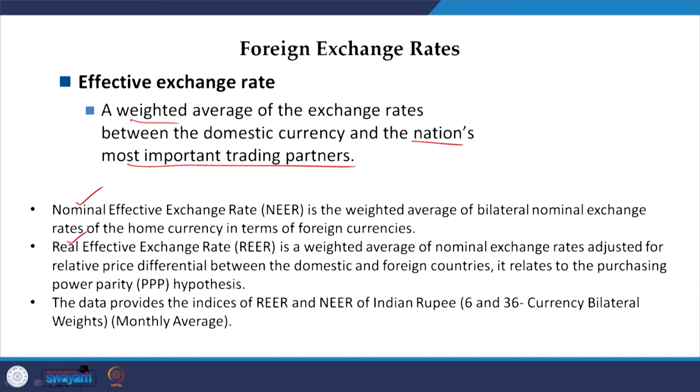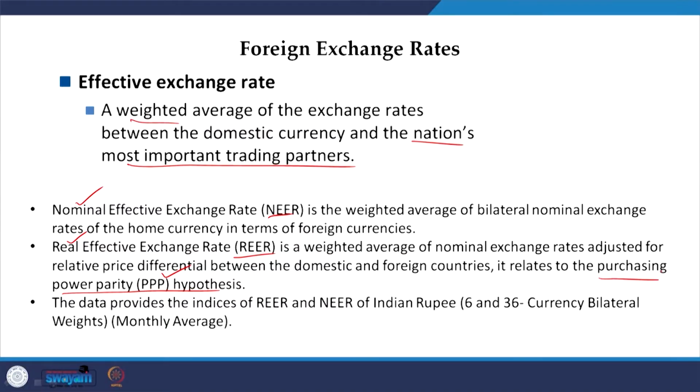The real effective exchange rate is a weighted average of the nominal exchange rate, adjusted for the relative price differential between the domestic and foreign countries. It relates to the purchasing power parity hypothesis. So when real is referred to, we actually find the connection with adjusted inflation, adjusted prices. So basically we are referring to the purchasing power parity hypothesis. The exchange rate can be referred to internationally when it is in PPP terms.